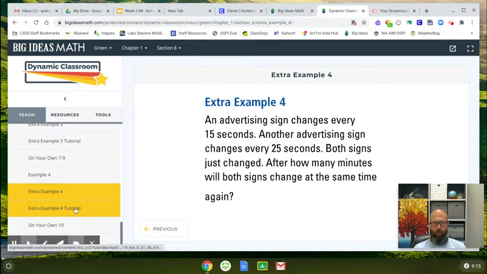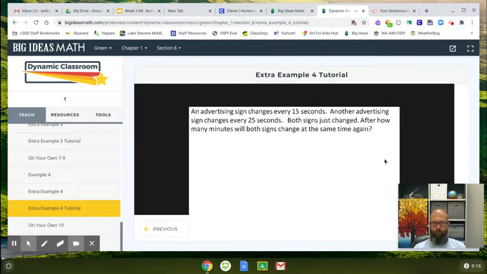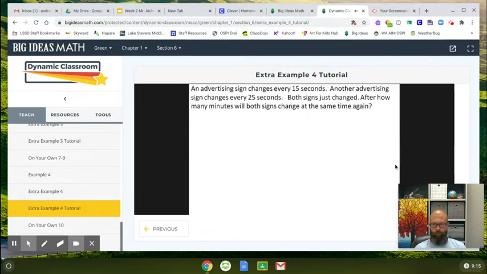An advertising sign changes every 25 seconds. Both signs just changed. After how many minutes will both signs change at the same time again? You can solve this problem by finding the least common multiple of 15 and 25. Some multiples of 15 are 15, 30, 45, 60, 75, 90, 105, 120, 135, and 150.